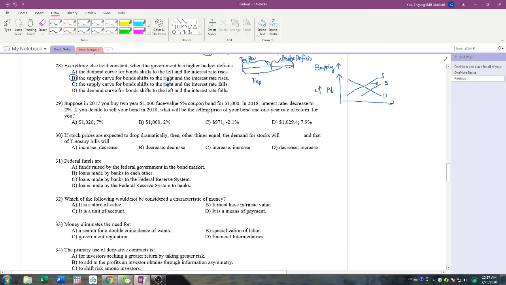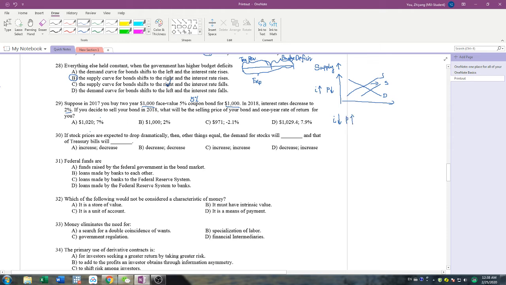Because we know at the very beginning it is sold at the par value, right? So the selling price is $1,000, the face value is $1,000. So originally the interest rate should equal the coupon rate, which is 5%. And after 1 year of holding it, the interest rate drops to 2%, right? And we know the relationship between interest rate and price.